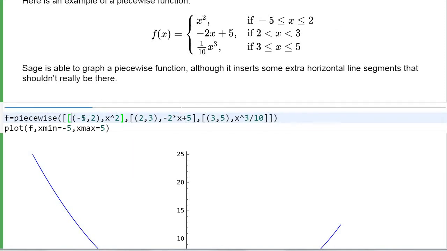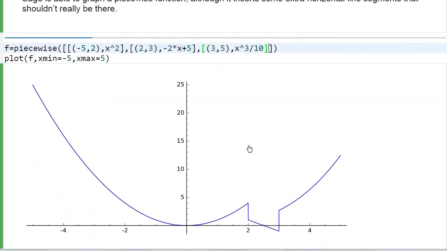So first you put the domain. This is interval notation, so minus 5 to 2 is the interval of x values. The rule that applies in that interval is x squared. The interval from 2 to 3, which is this part right here, has this rule that applies. And the interval from 3 to 5, that's this interval, has this rule. So there it is. And here's the plot.